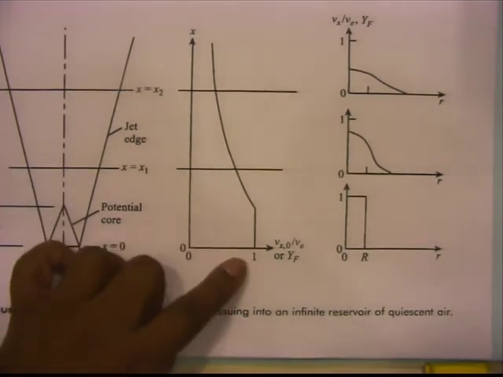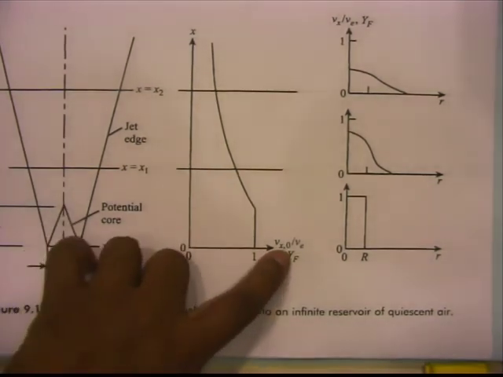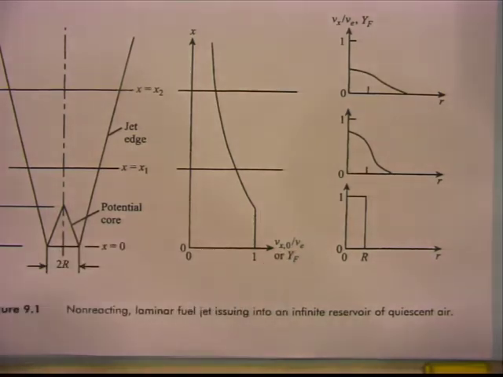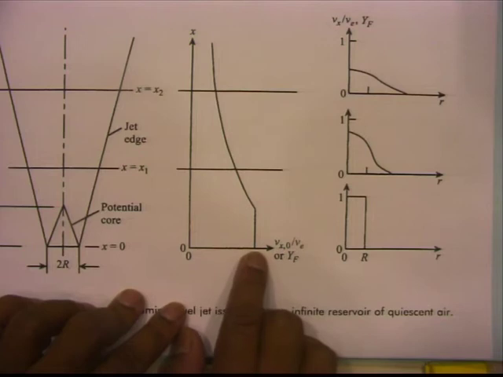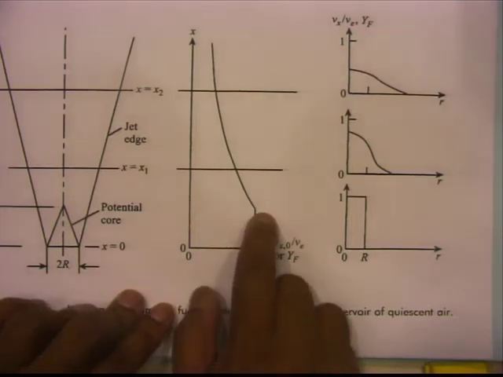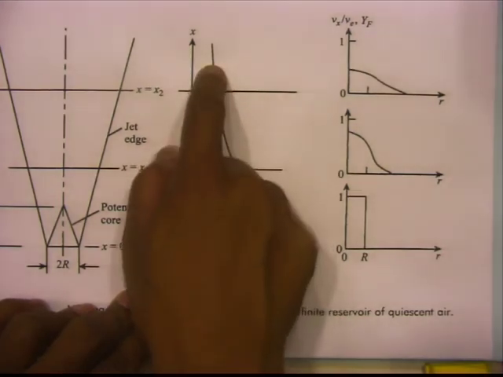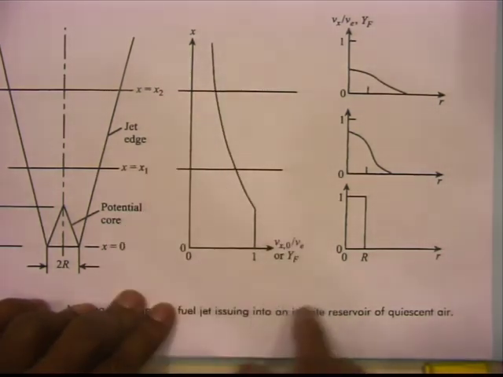This also you will be able to interpret, this is Vxo divided by Ve. What is that? Center line velocity. Okay. So, this is center line velocity. Center line velocity is actually 1 up to the potential core, but then after that it keeps on decreasing as you go up. Okay. Similar thing for Yf.